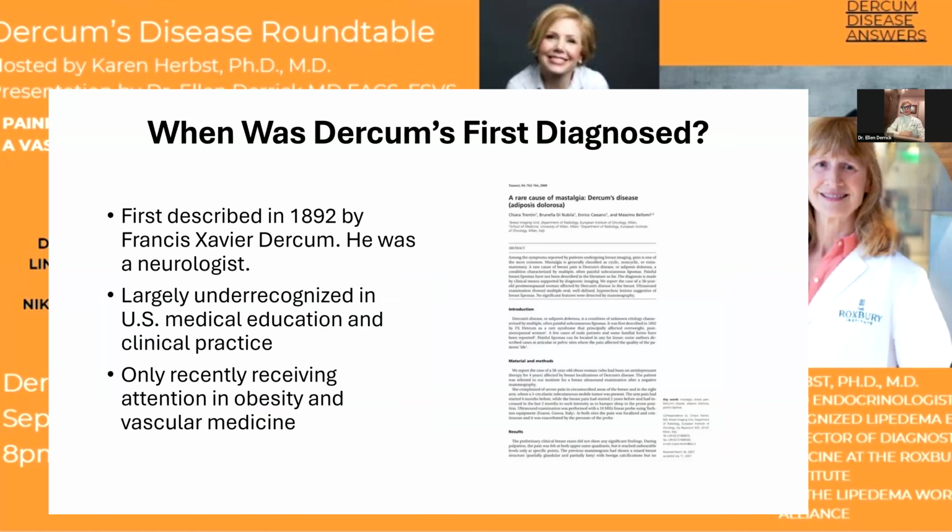So when was Dercum's first diagnosed? So 1892 by Francis Xavier Dercum. And this is a copy of the very first paper. And it is exciting to hear how far we've come, even though sometimes it feels like we're just taking our first step on the moon. I want to point out that we are on the moon now. And in 1892, the Earth was still flat. So we have really come a long way. And the message there is we just got to keep going.